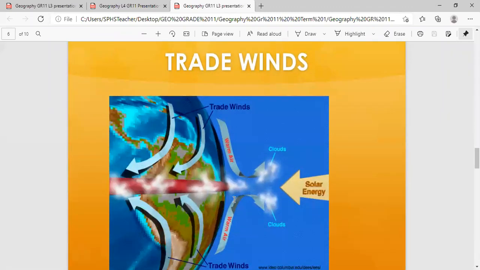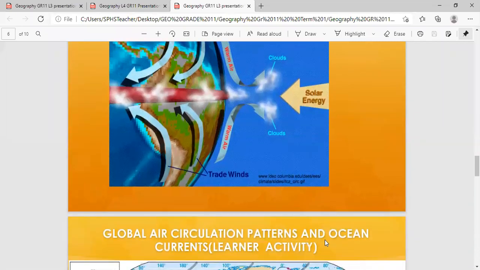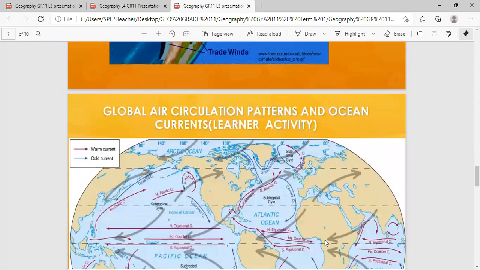Okay, all right, let's look at trade winds. Right, as you can see here, we have a red line, which is the equator, and then we have warm air, and then we have the clouds, and then we have solar energy. So this means that the trade winds which are blown from the South Pole and the North Pole go to the equator, and then they pick up energy and then they travel back to the North and the South Pole, which brings a balance to the temperatures in both areas.